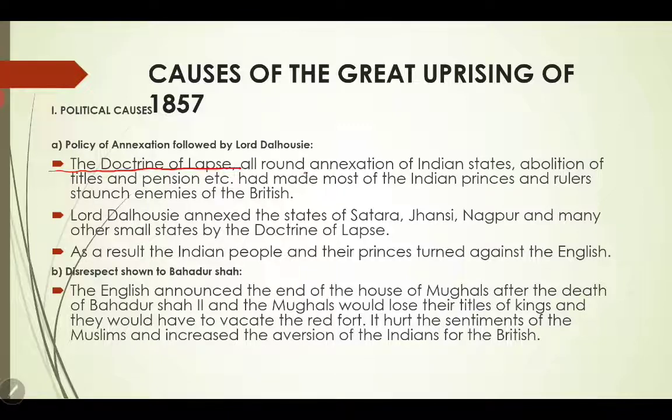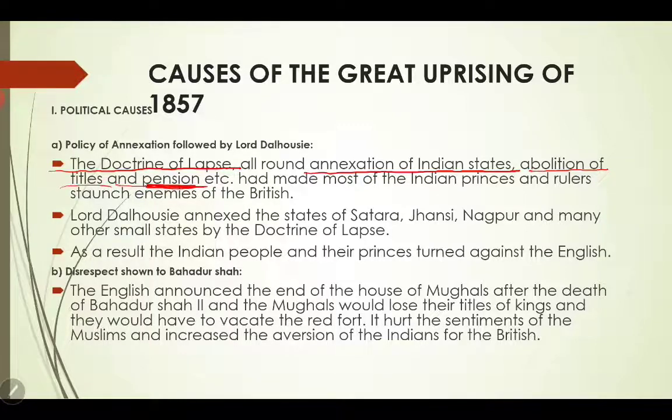Same with the annexation of states. The Britishers annexed a state, claiming that the rulers were not able to administer their state, subordinate state actually, and this way they annexed many, especially Awadh. And now abolition of titles and pensions. So here what happened, Nana Sahib, who was the adopted son of Bajirao II, was not allowed to ascend the throne, and his pension was stopped.